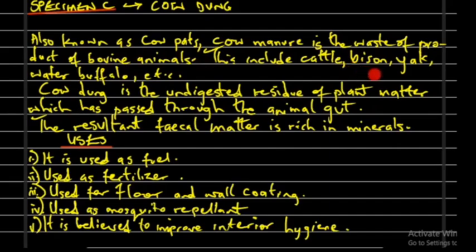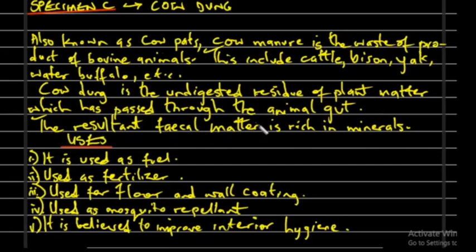This includes cattle, bison, yak, water buffalo, etc. All of these animals produce what we refer to as cow parts or cow manure or cow dung. Cow dung is the undigested residue of plant matter which has passed through the animal gut. Yes, the plant matter that has not been properly digested as it passed through the animal gut is what we refer to as the cow dung.